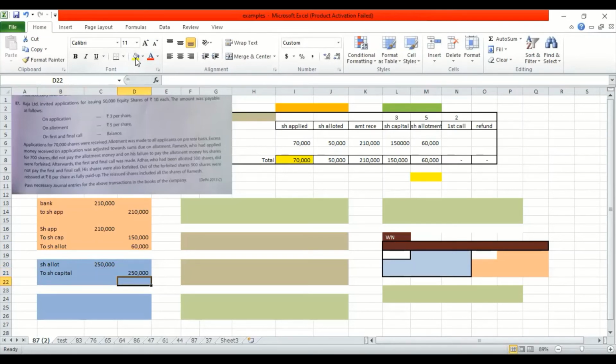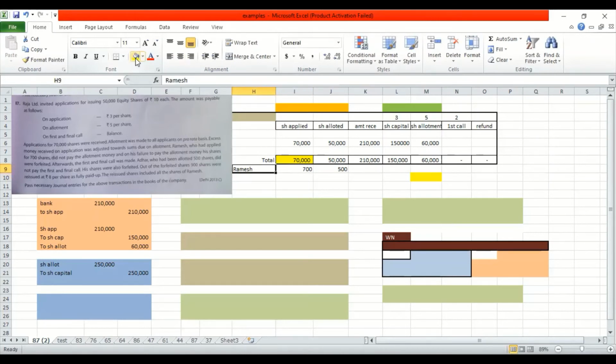Now let's move on. There was Mr. Ramesh who applied for 700 shares, did not pay the allotment, and on his failure of that, the shares were forfeited. So let us understand about Ramesh. I'm going to write over here outside the table Ramesh. He applied for 700. So how many shares he must have been allotted? Again, let's use the smart math. 70,000 became 700. 50,000 will become 500, right?